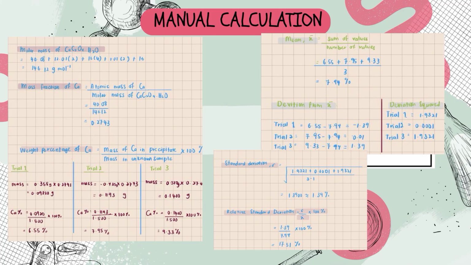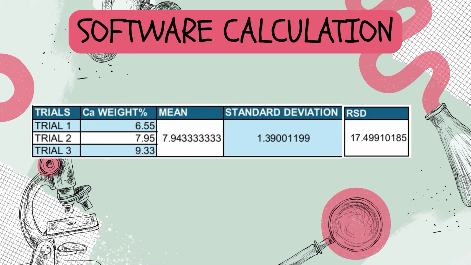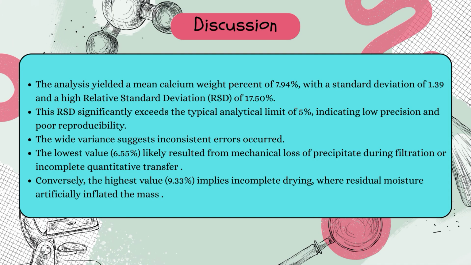For the manual calculation, first we calculated the percentage of calcium inside the calcium oxalate monohydrate. Then, by using the data of the 3 trials, we can determine the standard deviation and also the relative standard deviation. To ensure the calculation is precise, Microsoft Excel is used to calculate using software. Let's go to the discussion part.